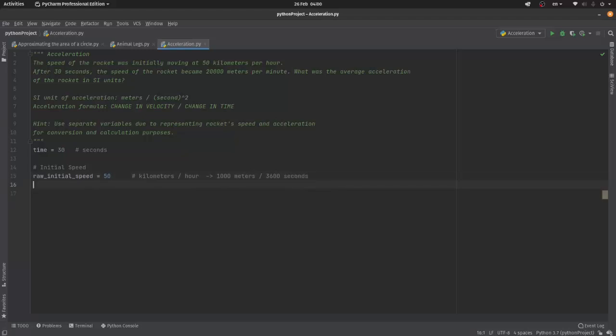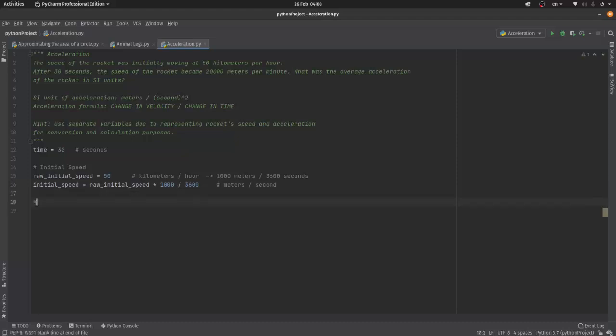Now let's create a variable called initial speed and use raw initial speed to convert it into the SI unit. How am I going to do that? I will multiply raw initial speed by 1,000 and divide by 3,600. And the unit of this is going to be meters per second, just like in the SI.